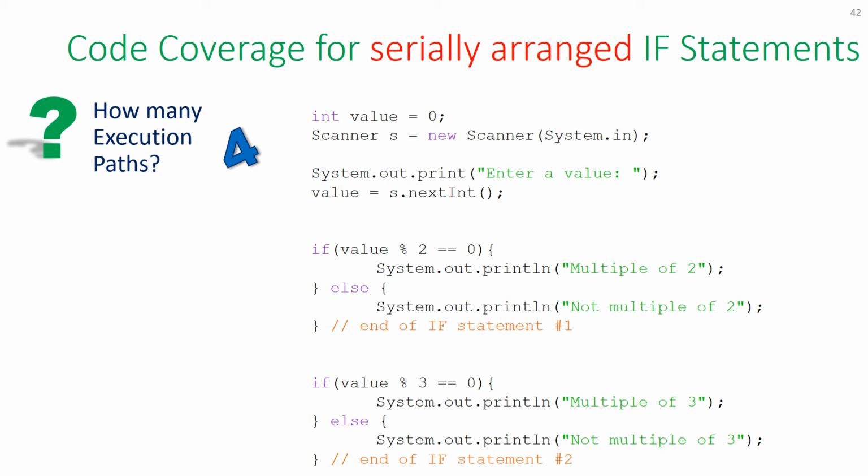Or you can tell me there are 2 possibilities here, there are 2 possibilities here, 2 times 2 equals 4. So which one is it? Let's take a look. What if we add another if-else statement? So we have one here, and then let's say that I have a third one after, serially arranged, and that one is going to say, for example, if it's a multiple of 5, I don't know. So multiple of 5 or not multiple of 5, always a binary choice like that.